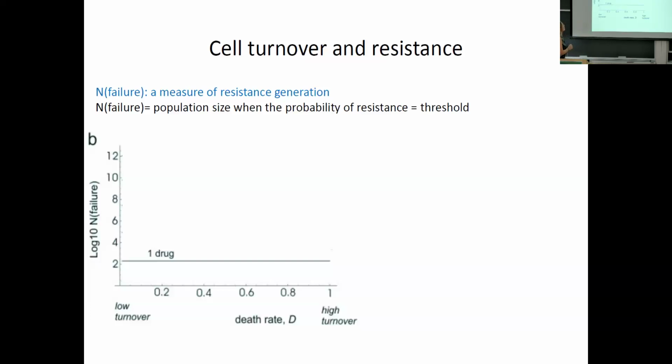So a measure of resistance generation can be defined as N of failure. What's the population size when the probability of resistance is given by a threshold, for example, 10%? So the N of failure is constant for one drug treatment for any turnover. These are the cells that never die. These are the cells that die all the time. The resistance behaves in the same way.